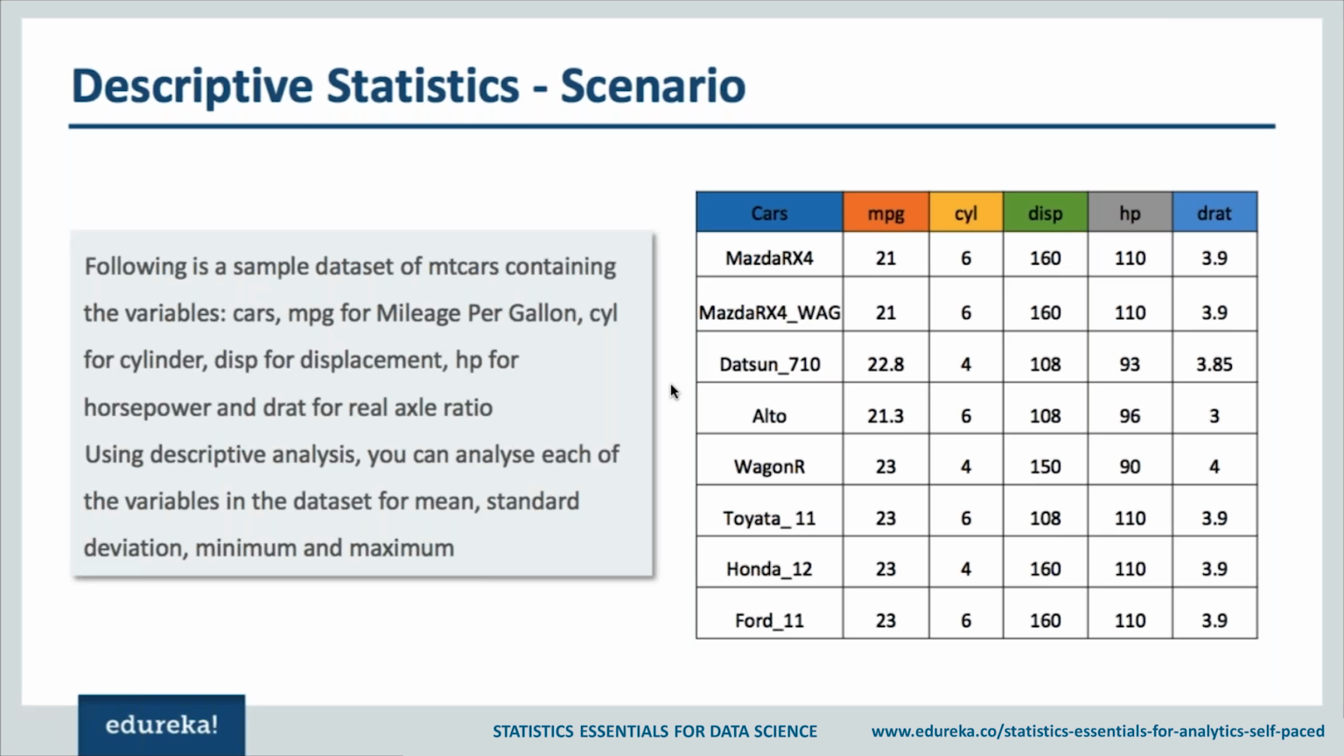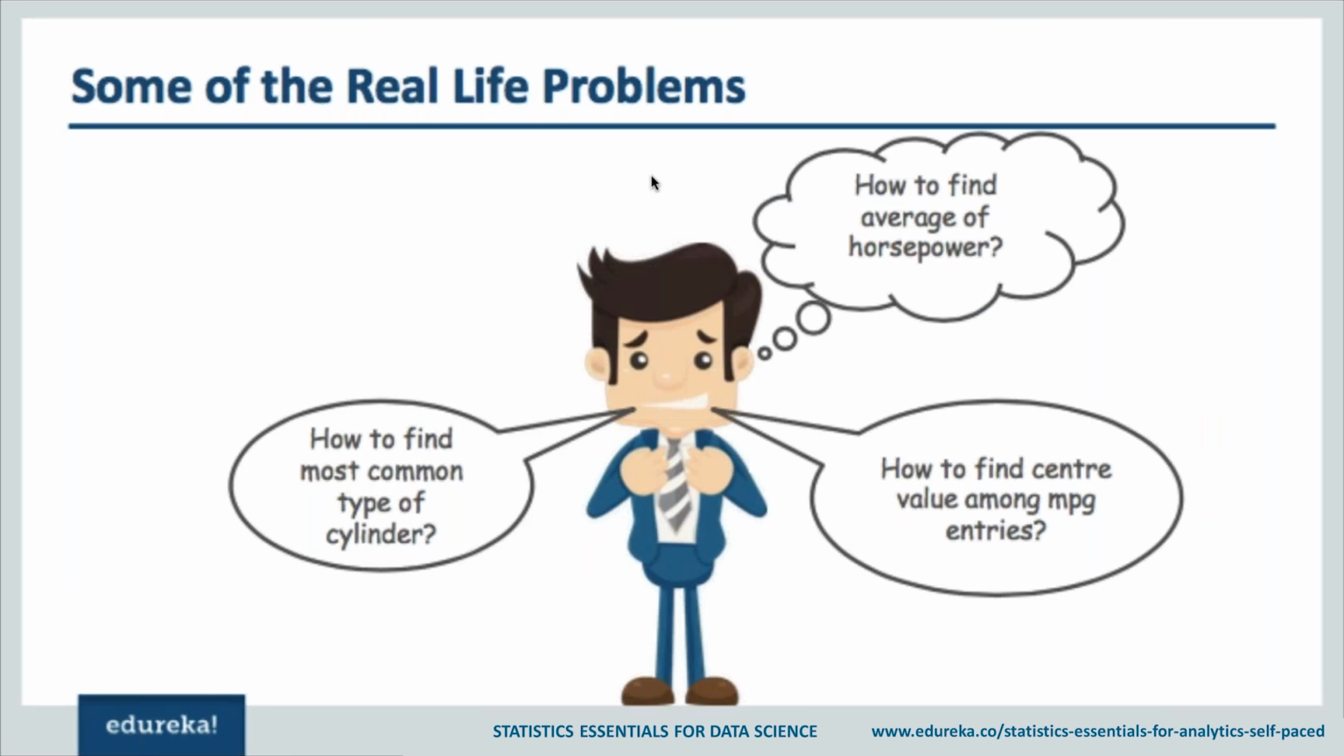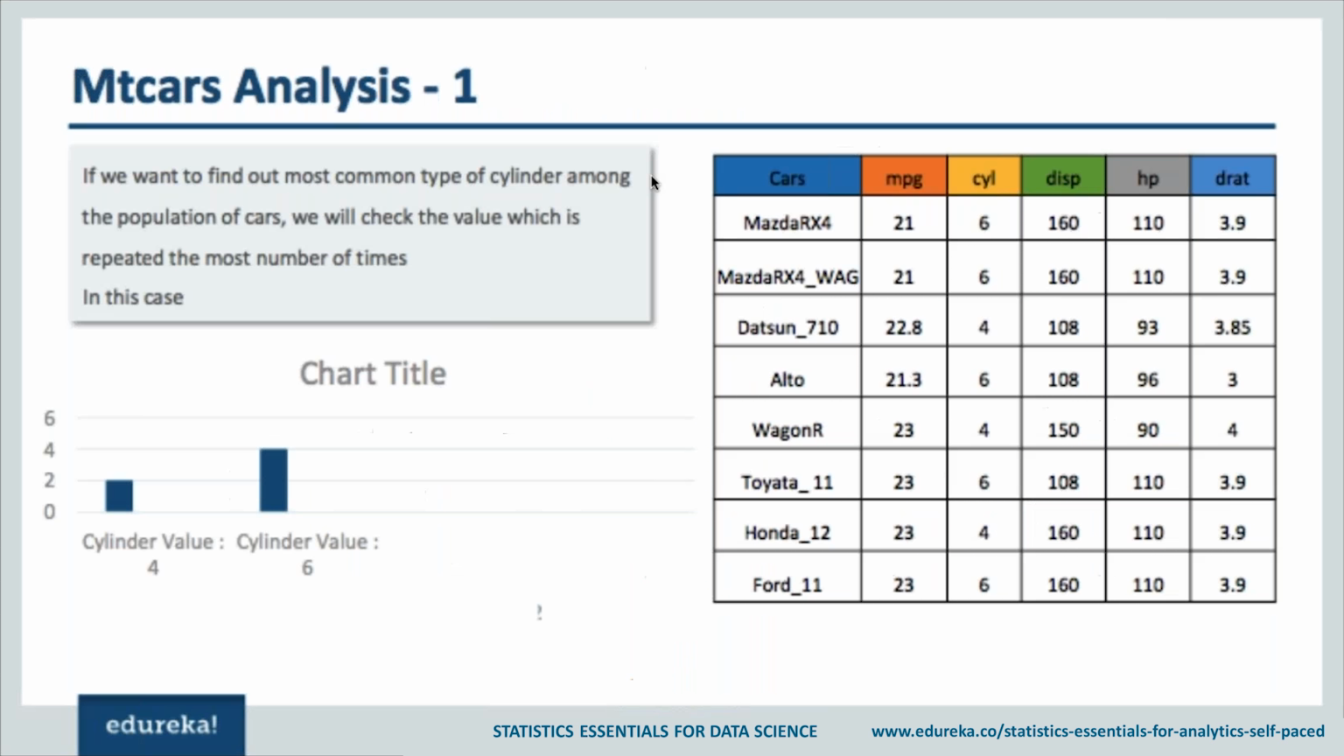Okay. To understand the meaning of all those terms, let's take a look at this example. Here we have a sample data set of mtcars containing variables called cars, miles per gallon, cylinder, displacement, horsepower, and things like that. One by one, we'll try to come up with these measures of the center. For example, we need to find the average of the horsepower, the common type of cylinder, and the center value among miles per gallon entries. Let's start with analysis number 1. Here we want to find out the most common type of cylinder.